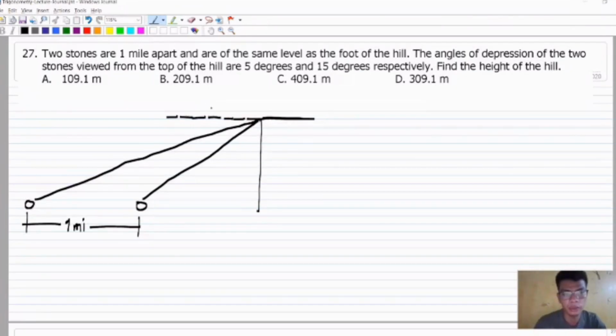So dito, sinabi dito that the angles of depression of the two stones viewed from the top of the hill are 5 degrees and 15 degrees respectively. So, angle of depression yan, viewed from the top of the hill, kaya ayan yung angle. Siyempre, by inspection, di ba, lalagay natin dito si 5 degrees kasi mas malayo siya and mas mapayat yung pagka-open niya. And then, yung another angle naman is ito, which is 15 degrees. So, find the height of the hill. Ano daw kung h na to, and meron ulit tayong a dito.